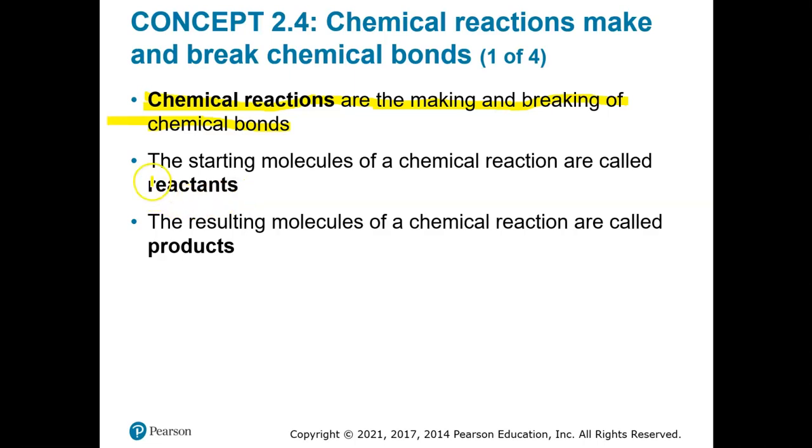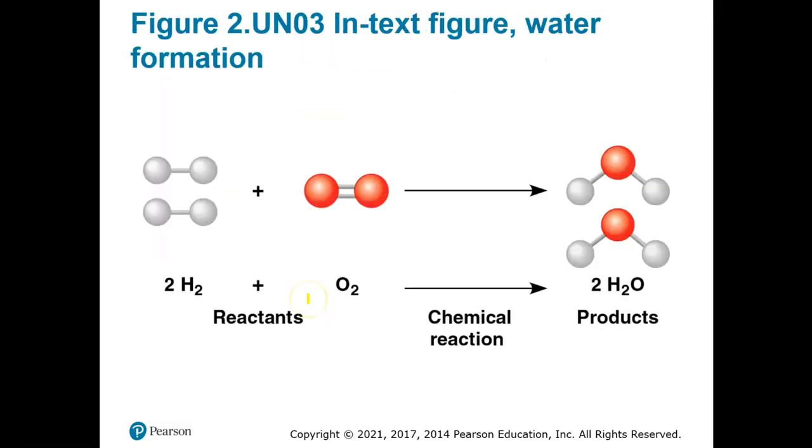Now, the molecules before the reaction are called the reactants, and they're before the arrow. And then the molecules that are formed that result after the chemical reaction, they're called the products, and they'll be what the arrow points to when you write the chemical formula.